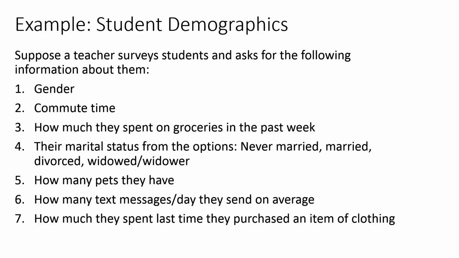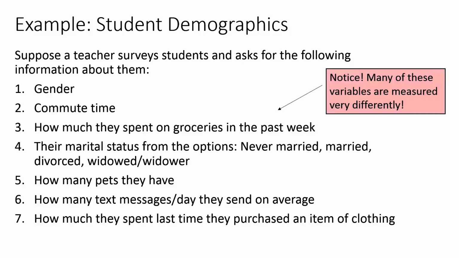Now, you can measure all seven of these things about every single individual, but you'll notice that many of these variables are measured quite differently. For example, for gender you're going to record a word, like male or female, whereas for commute time you're going to record a number, like minutes. With marital status, you pick an option: never married, married, divorced, widowed. Whereas with pets, you're going to provide a number.